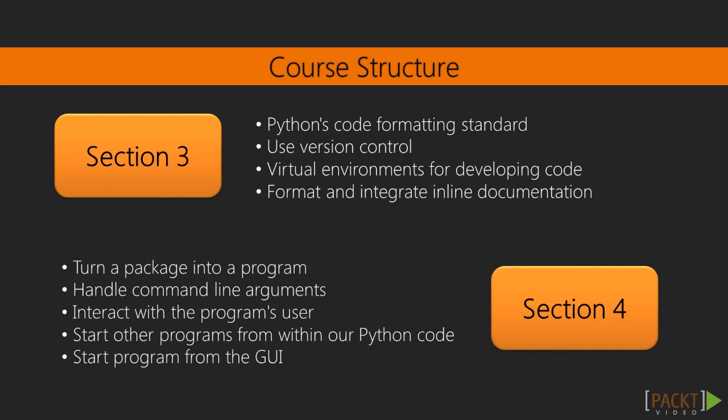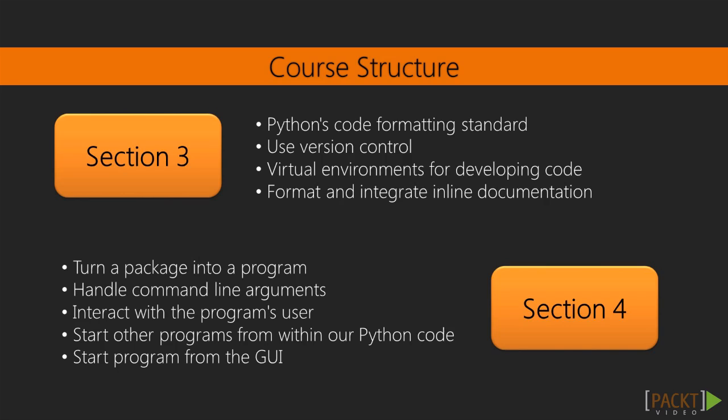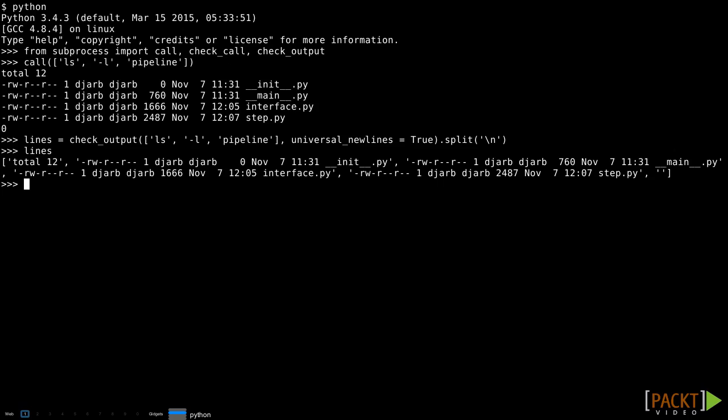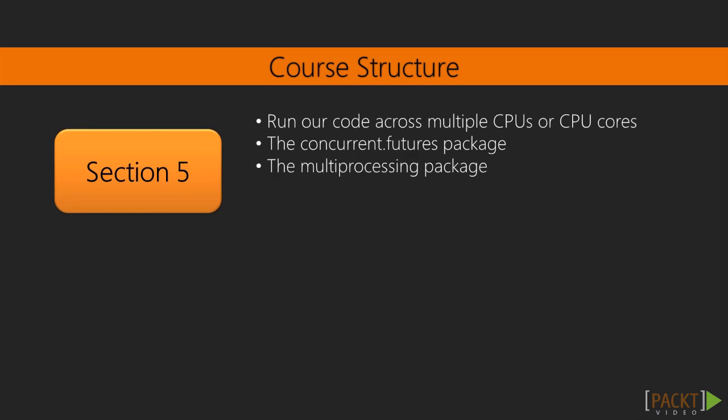In section 4, we'll put the theory on the back burner and cover the practicalities of creating a command line program. Here we'll talk about turning a package into a program, handling command line arguments, interacting with the program's user, how to start other programs from within our Python code, and finally how to start our program from a graphical user interface.